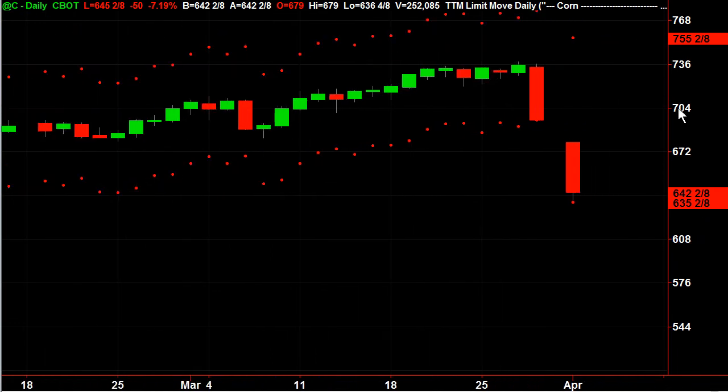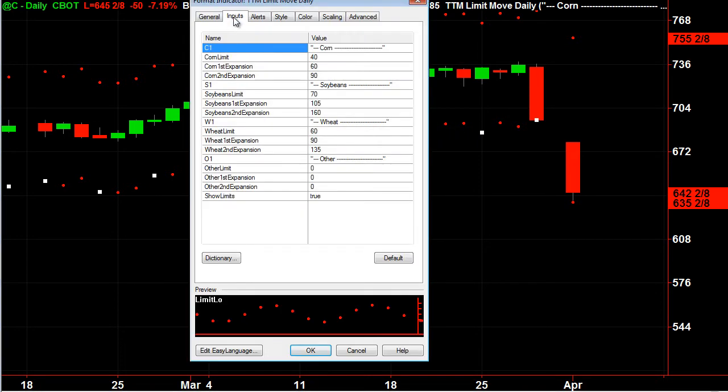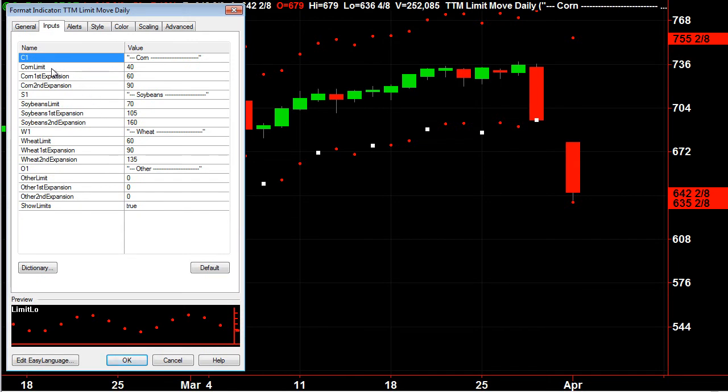So there's a couple other things that you need to know. I'm going to move this. I'm going to double left click here and show you what I'm looking at. So on the inputs, you can see on my in-house indicator, I've got a corn limit of 40, and then it says corn first expansion of 60, and then corn second expansion of 90. Now here's the tricky part about that. Okay, so pay attention to the screen.